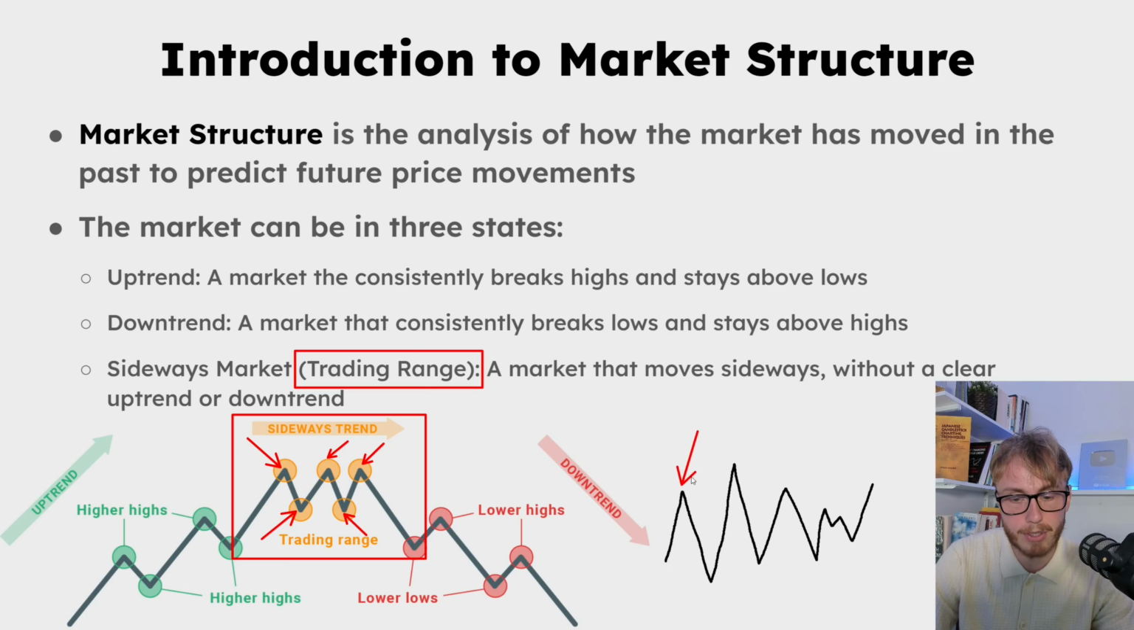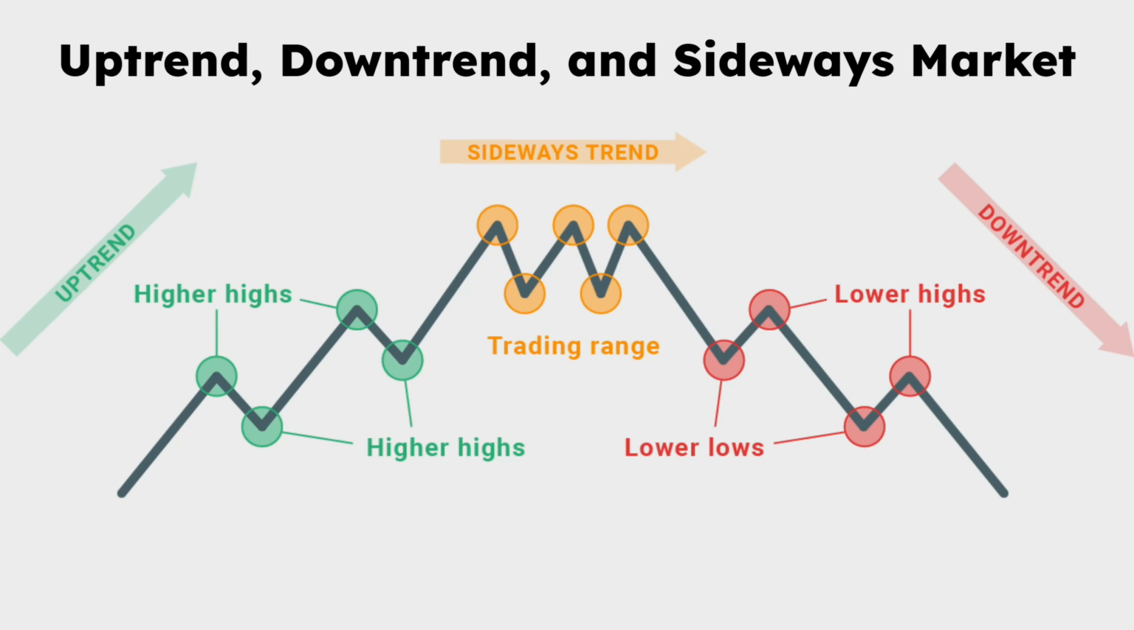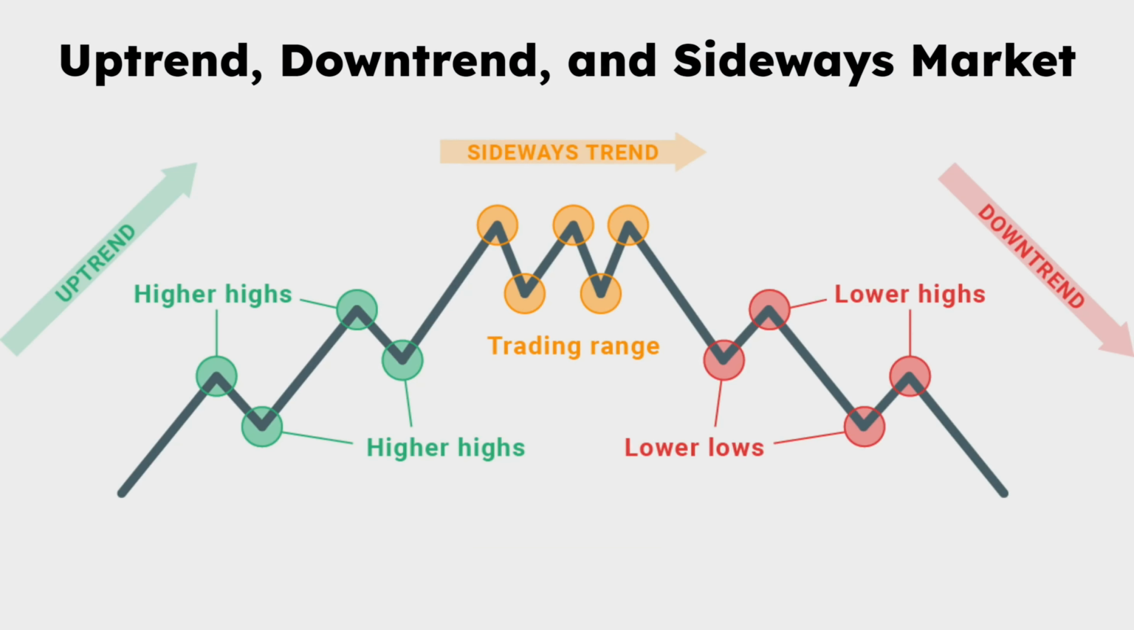For example, right here you can see that the market is printing higher highs, but it's also printing a lower low. And then it prints lower highs and lows here at around the same level. So a trading range doesn't have to be perfectly straight with highs and lows at the same level. It can basically be any kind of market that is not in a clear uptrend or downtrend. And now let's take a look at the uptrend, downtrend and sideways market a bit more in detail. Because this image I just recently showed you guys is actually a bit flawed.